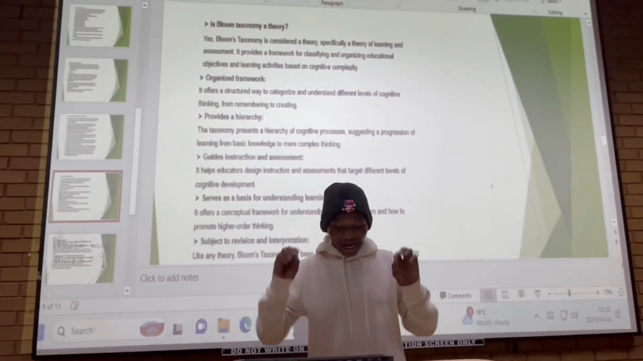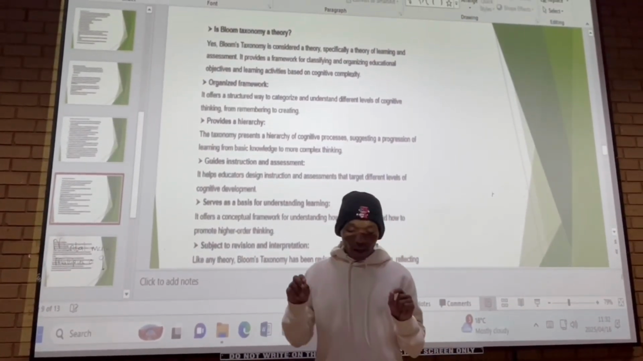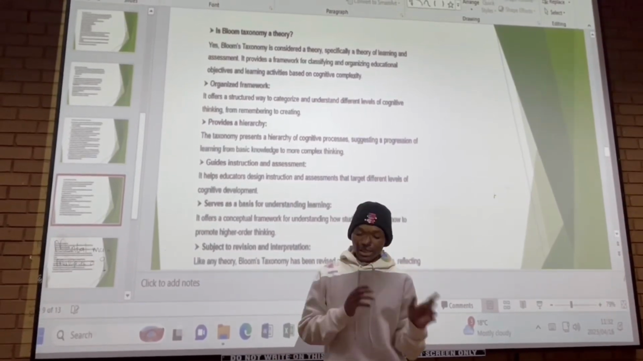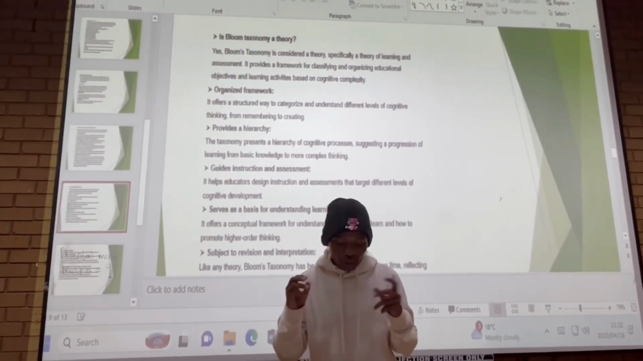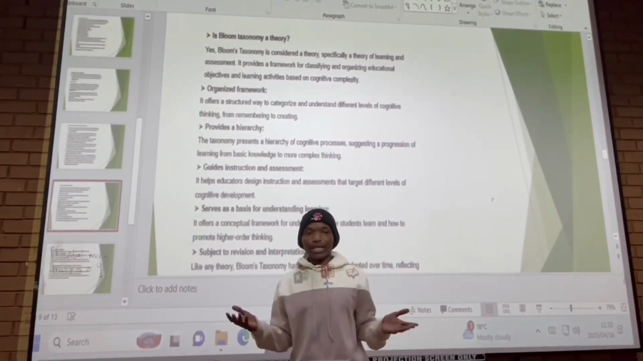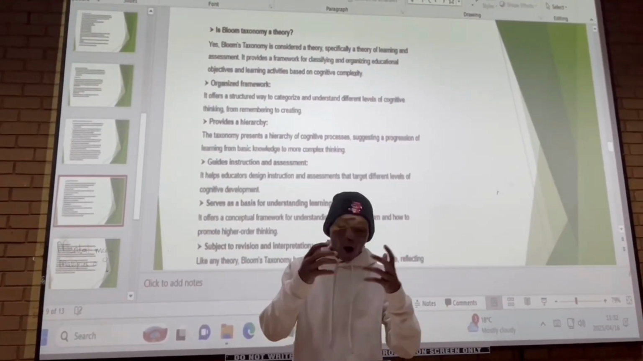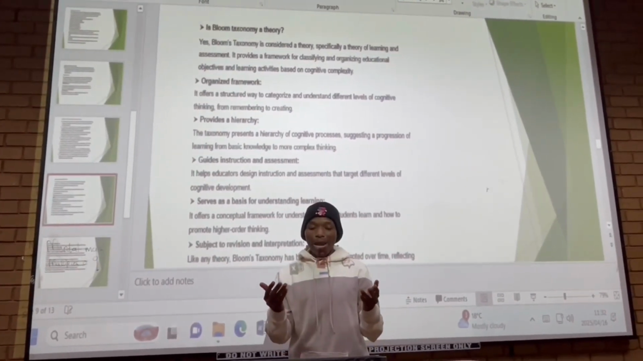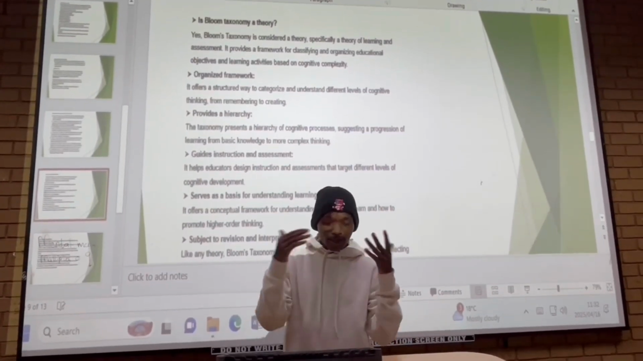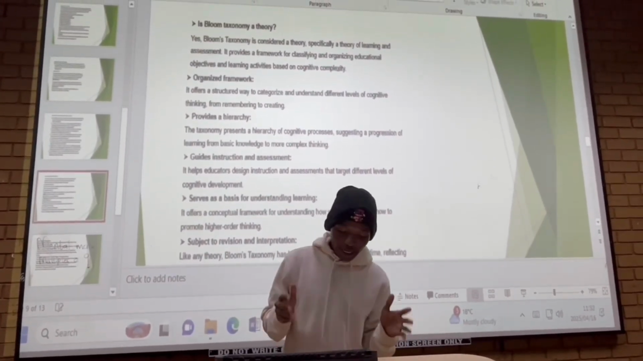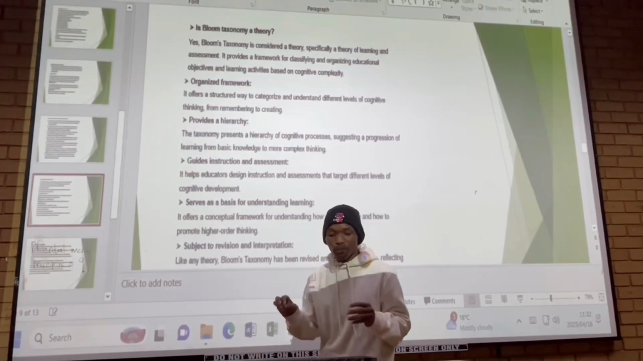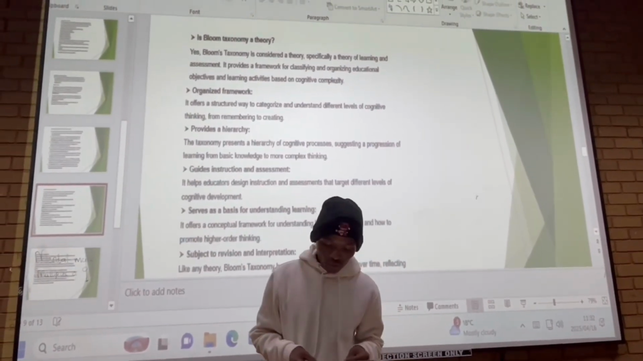Number three, we have guide instruction and assessment. It helps educators to design instruction and assessment that target different levels of cognitive development. Number four, it serves as a basis for understanding learning. It offers a conceptual framework for understanding how students learn and how to promote higher order thinking. It is subject to revision and interpretation. Like anything, Bloom's taxonomy has been revised and adapted over time.